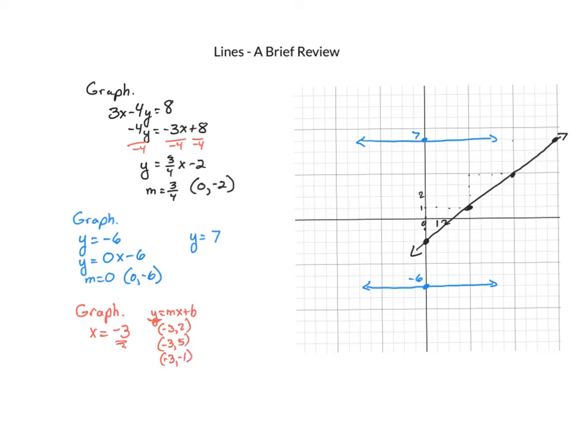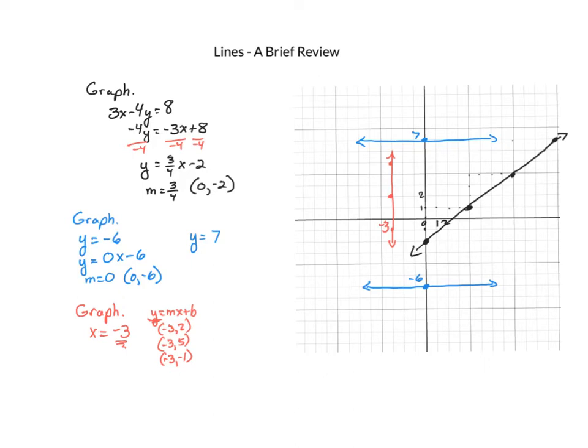And if I came over to my grid and graphed them, (-3, 2) would be here, (-3, 5) is here, (-3, -1) is here, and you see that we have a vertical line. X equals a constant is always a vertical line. And remember, its slope is undefined.